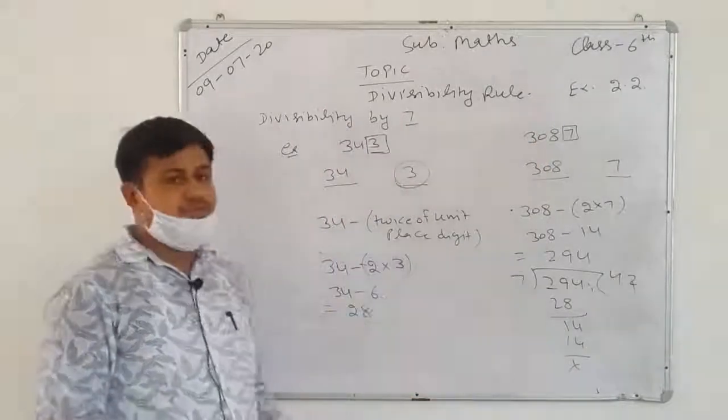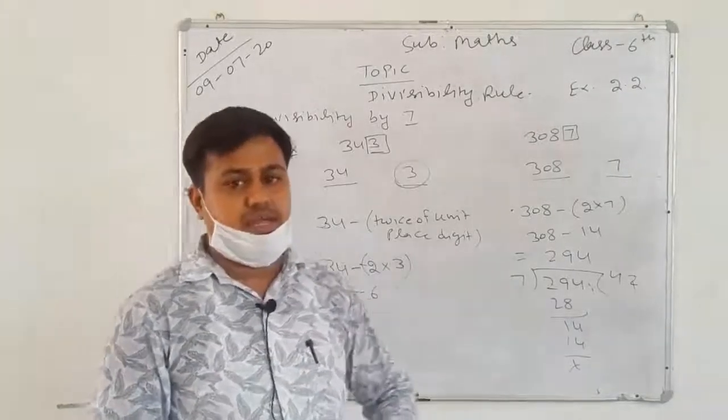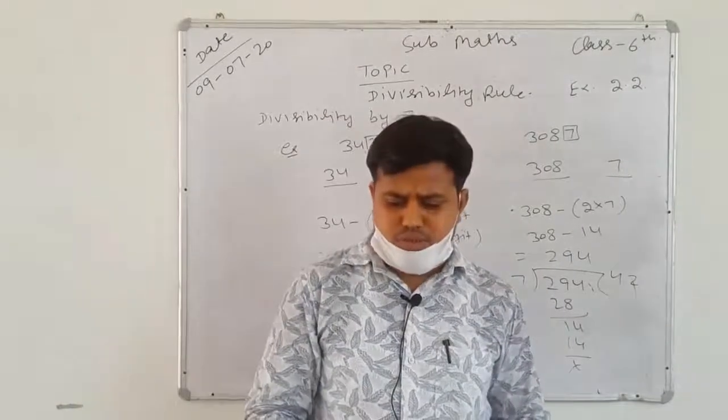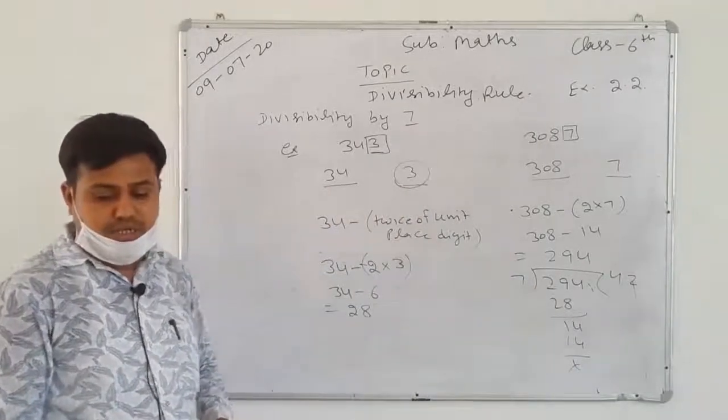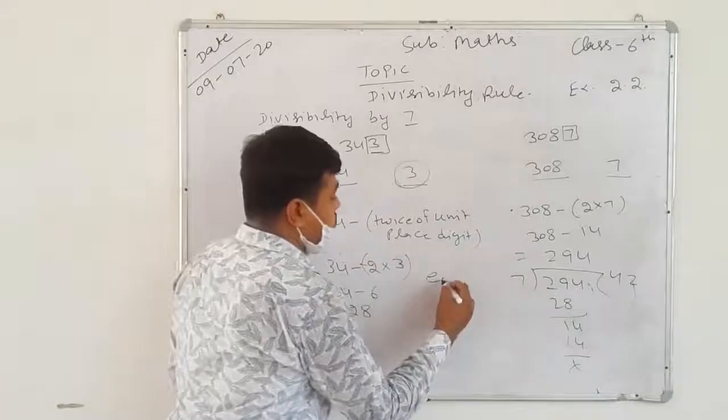So here are the rules of 2, 3, 4, 5, 6 and 7. On the basis of these rules, exercise questions are 1 to 6. You can try exercise 2.2.